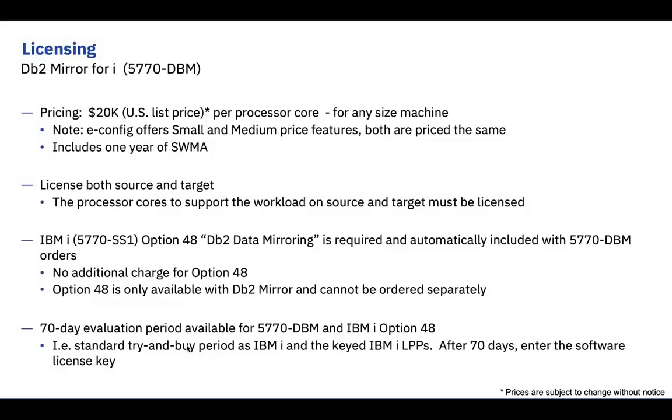We have a 70-day grace period for the DBM product and option 48. So it's the standard try and buy as you would with the IBM base OS license. This is per core, so this follows the same strategy as the IBM OS and PowerHA, where it's a per core, per serial number type licensing entity.